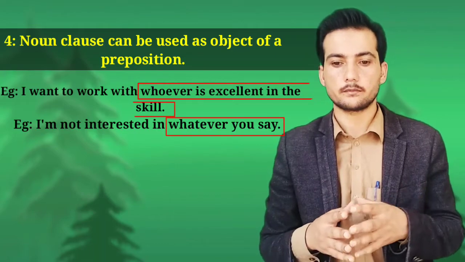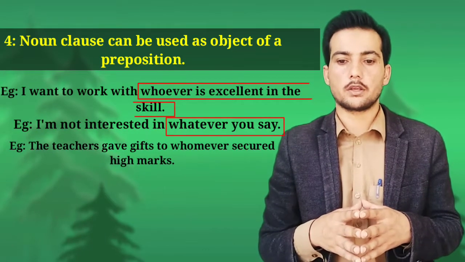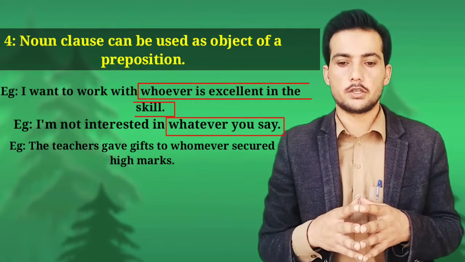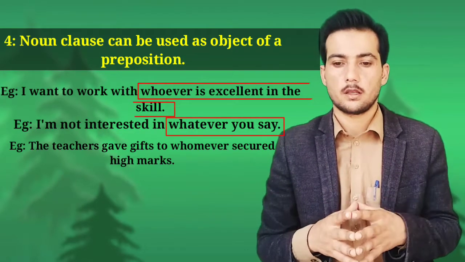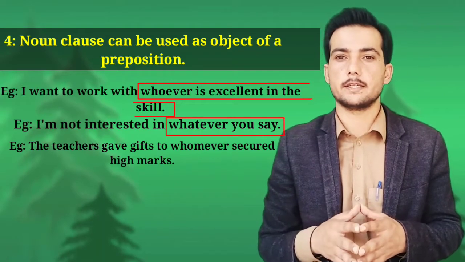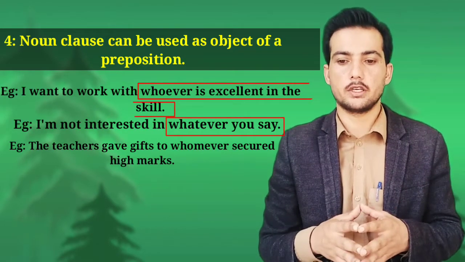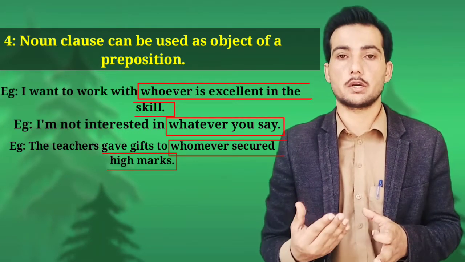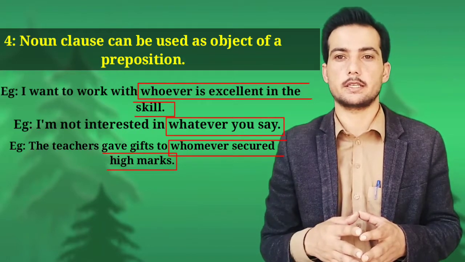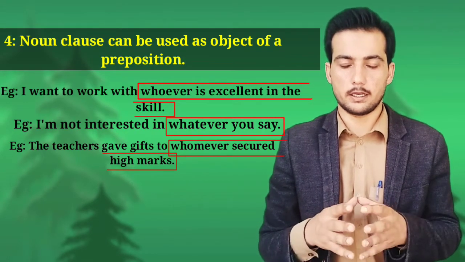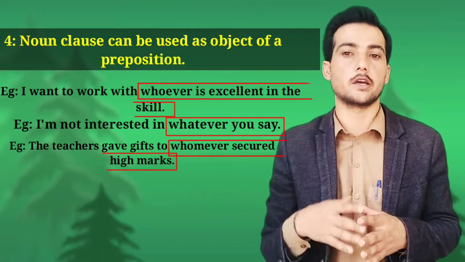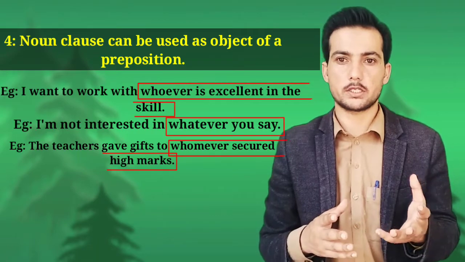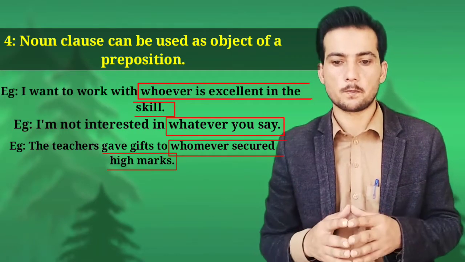The preposition is in. The teachers gave gifts to whomever secured high marks. Here, to is a preposition, and after that comes whomever secured high marks. Whomever is a subject, secured is a verb, and along with that there is a group of words consisting of a subject and a verb, so it is a noun clause, but here it functions like the object of a preposition, and the preposition is to.